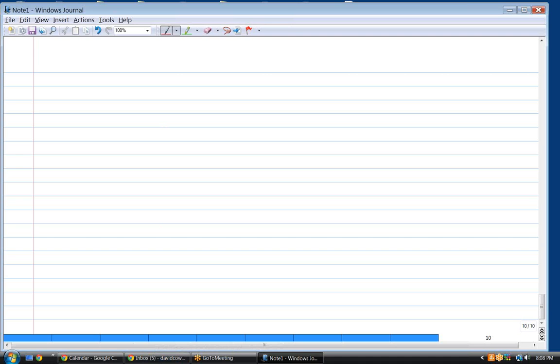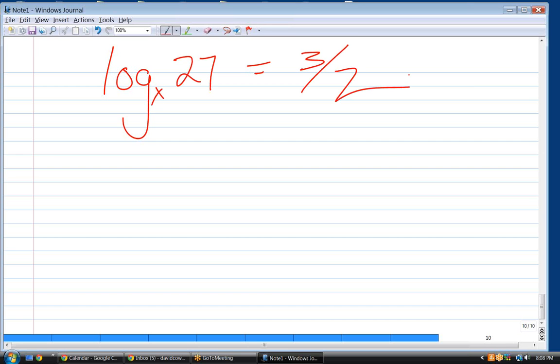Alright, log base x of 27 equals 3 over 2. So then it would be x to the 3 over 2 equals 27. So then it's x squared, right? Or x, square root of x. Or wait. How can we turn the left side into x?